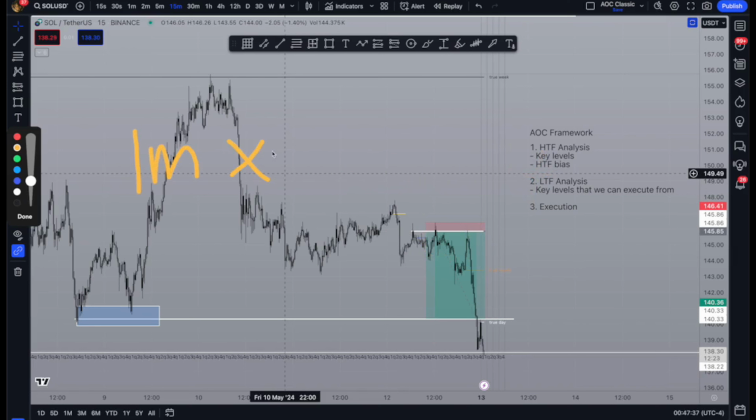Now, if you're on a 1-minute time frame, that is the only time frame where I recommend using the 15-minute as your higher time frame, because the 5-minute is also a little bit too zoomed in for it to act as a good higher time frame for the 1-minute chart.